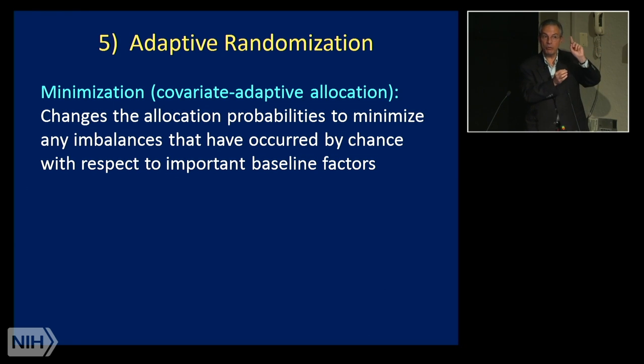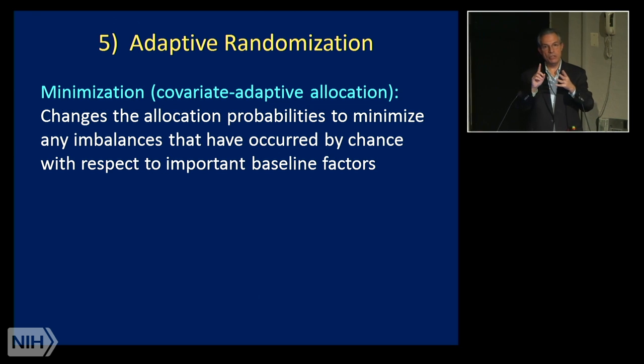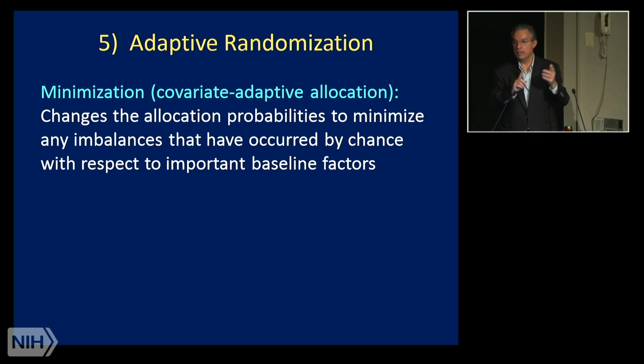It's still random. Remember, random is known chance, not equal chance, known chance. So I'm tweaking the chances. I see more women going to A, so I'm going to reduce the chance of going to A for the next woman. If the woman still goes to A, I'm going to lower it even further. So I'm tweaking things as the trial is going on, but on baseline characteristics, things like gender, age, severity at baseline, pre-randomization characteristics.